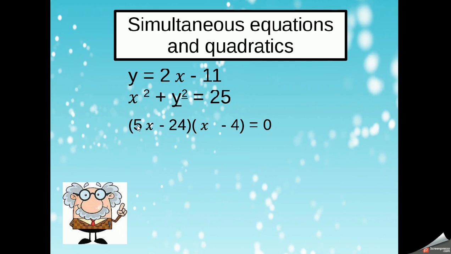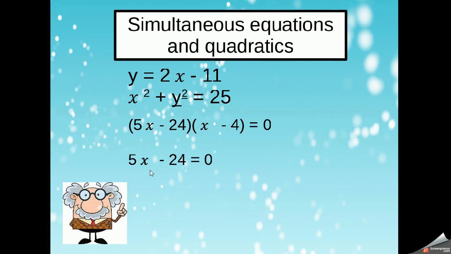So now we're going to have, when we do FOIL, the first, 5x times x, will give us 5x squared. The outsides, 5x times minus 4, will give us minus 20x. The insides, minus 24x, and the lasts will give us 96. So altogether we'll have 5x squared minus 44x plus 96, which is the equation that we wanted earlier on.